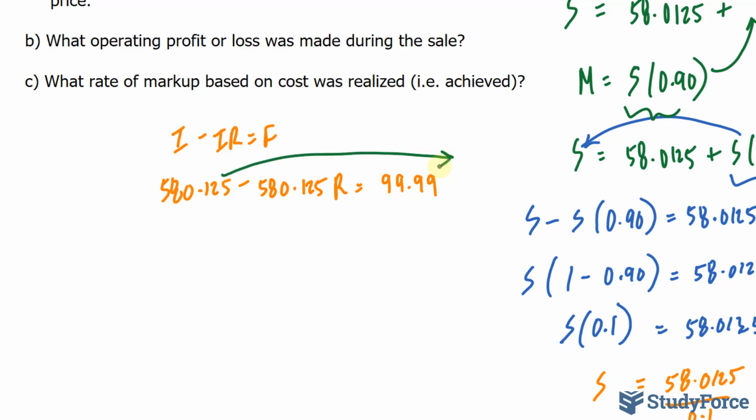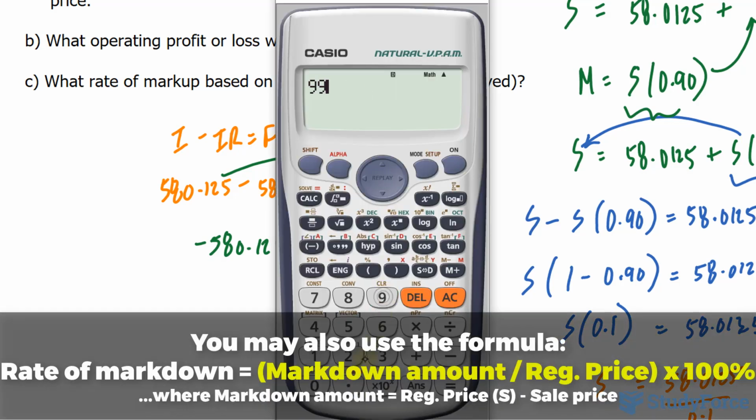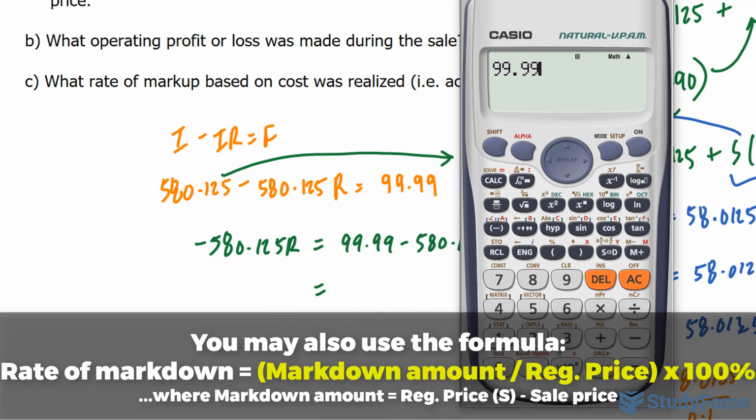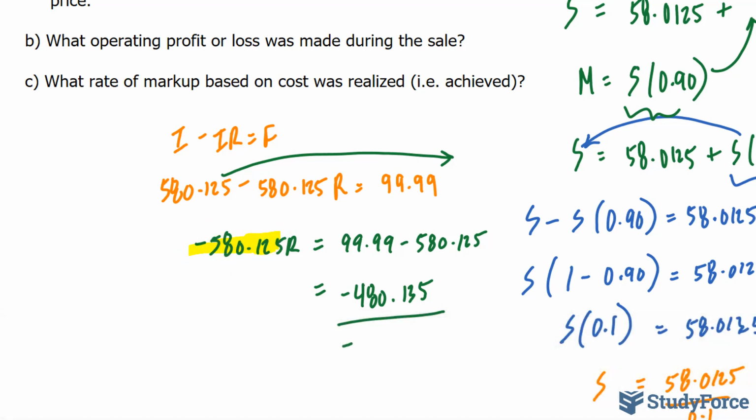If we apply some simple algebra here, we move that over, we get negative 580.125 R is equal to 99.99 minus 580.125. Let's use our calculator. 99.99 minus 580.125. So that's the right side of the equation. And we'll divide both sides by that factor that I'm highlighting. This will isolate for R.